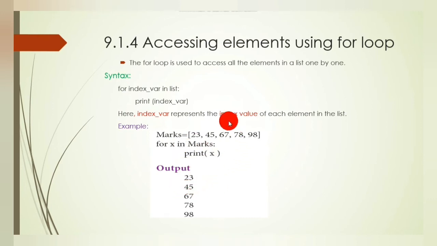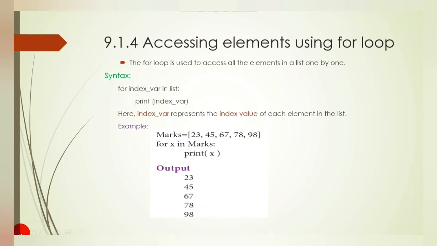Again the loop is repeated and takes the second element, the third element. Like that this process is repeated. We know a loop statement is used for repeating a set of statements again and again for a certain number of times, or until the condition is satisfied. Okay, so print of x prints the elements one by one: 23, 45, 67, 78, 98. At last there is no element, so the loop comes to an end. We are able to get all the elements present in this list by using the for loop.